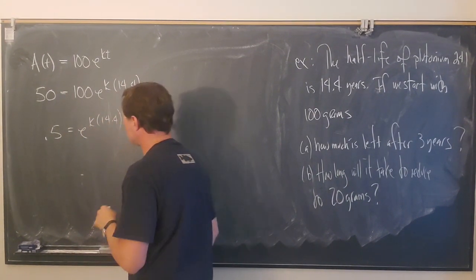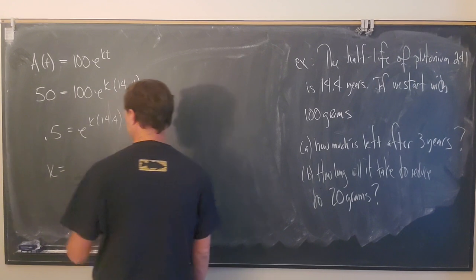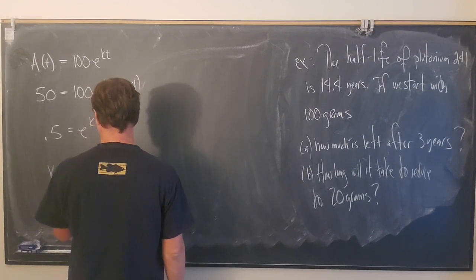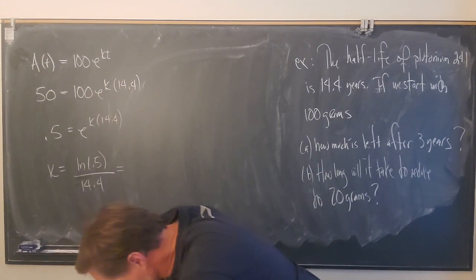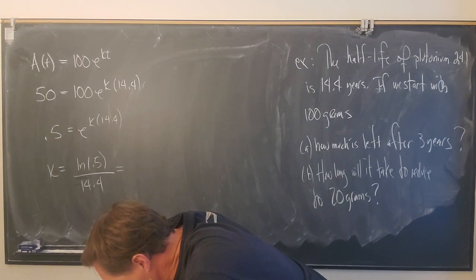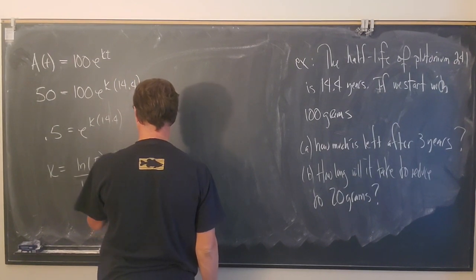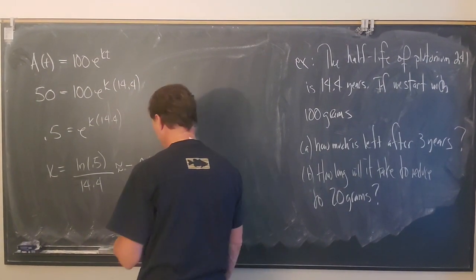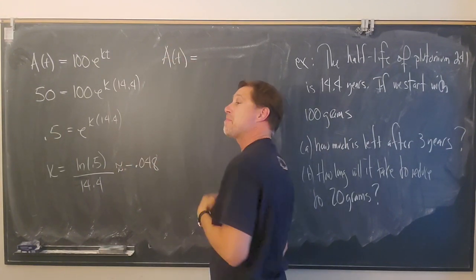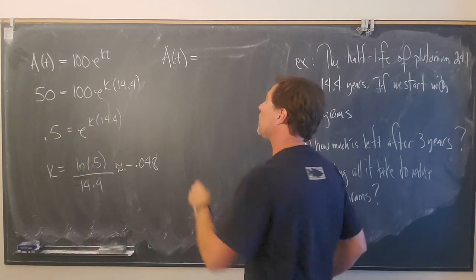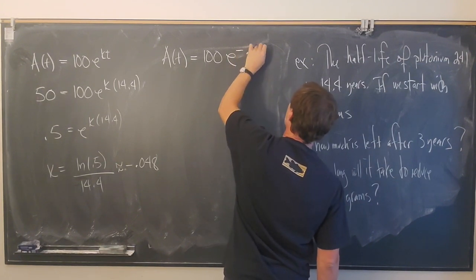Take the natural log and solve, and what you'll find is that K is the natural log of 0.5 divided by 14.4, and that comes out to be negative 0.048. So now the function that determines the amount at any given time t is A of t equals 100 e to the minus 0.048 t.